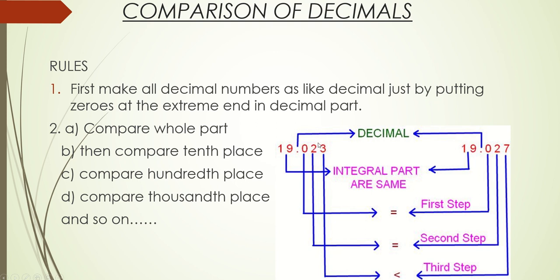2 is under 100th place, and on the right hand side again 2 is at 100th place. Again I don't have any conclusion, both are equal. Next step, compare 1000th place.